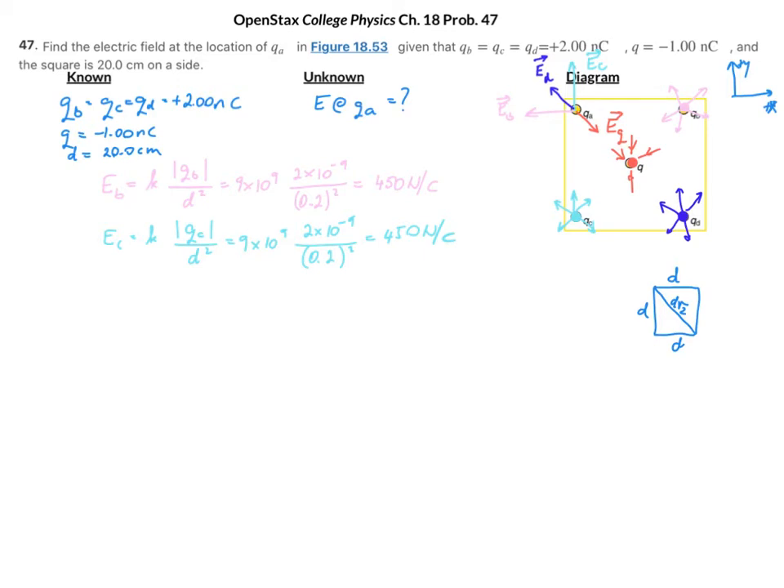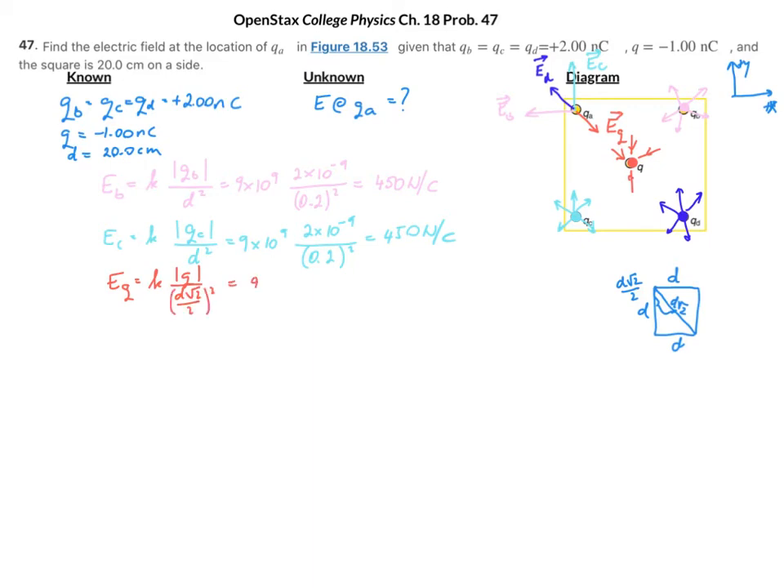Now, Q is at the center of that, so that means that the distance I'm looking for here is actually D root 2 over 2. So D root 2 over 2 is what we need for charge Q. So let's write that out. We have the electric field due to charge Q is K, absolute value of Q, divided by D root 2 over 2 quantity squared.